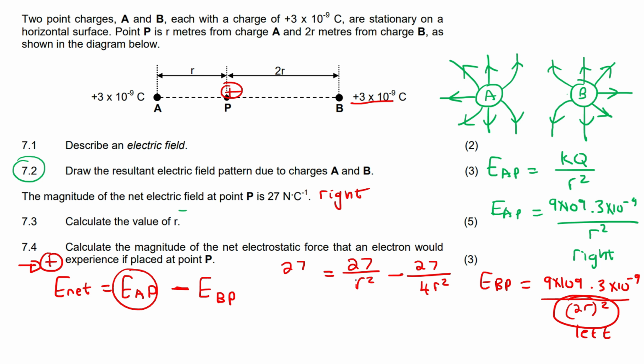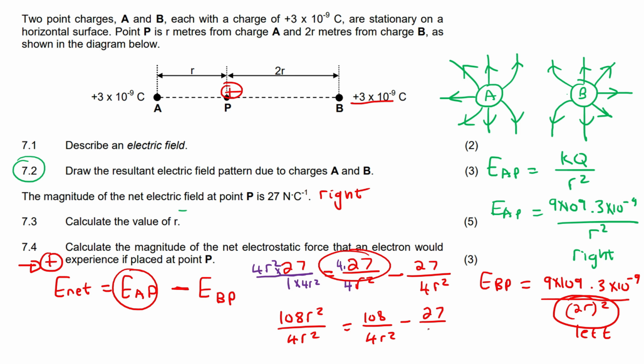So that means we would need to multiply this bottom piece by 4, and what you do to the bottom you have to do to the top. And then over here we'd multiply this one by 4r squared, and what you do to the bottom you have to do to the top. So I'm going to do it over there. It's just like earlier grades where we had to get a common denominator. Okay, so if you multiply these two together, you're going to get 108r squared at the bottom. Over here you're going to have 108 over 4r squared. And then over here we're just going to have 27 over 4r squared.